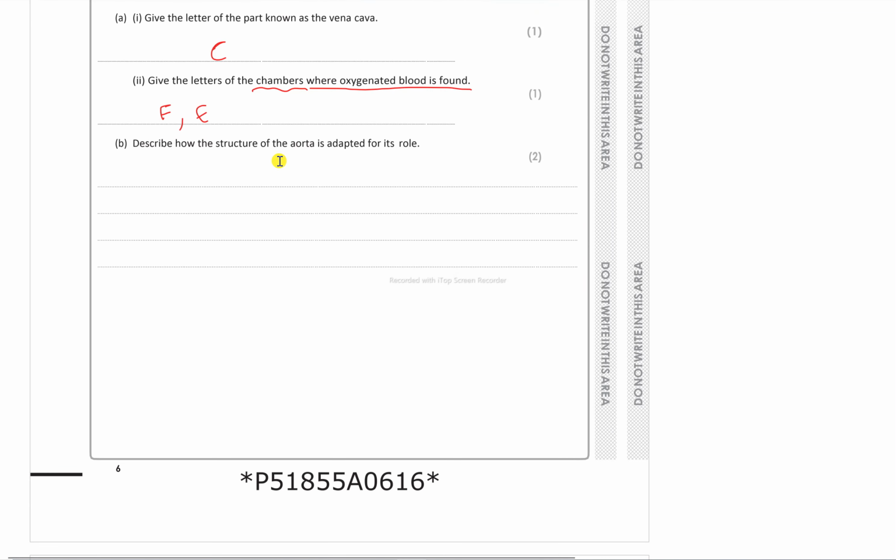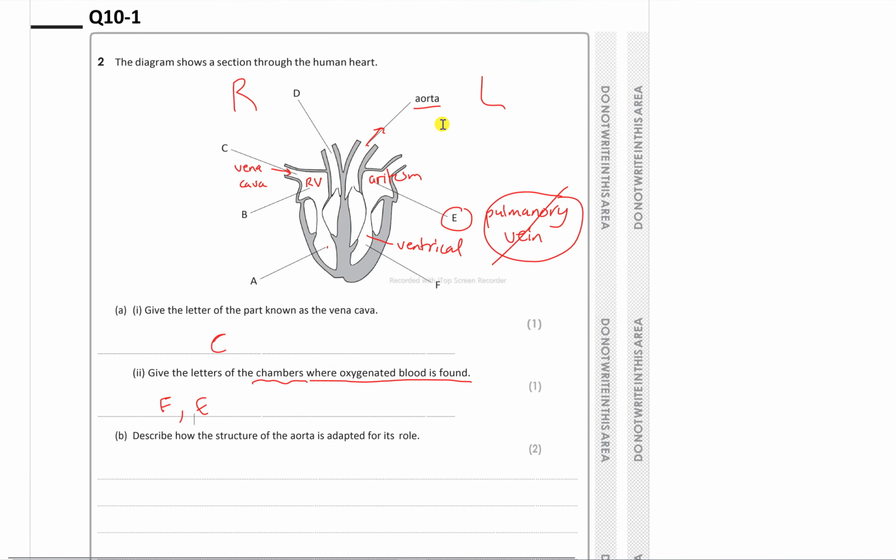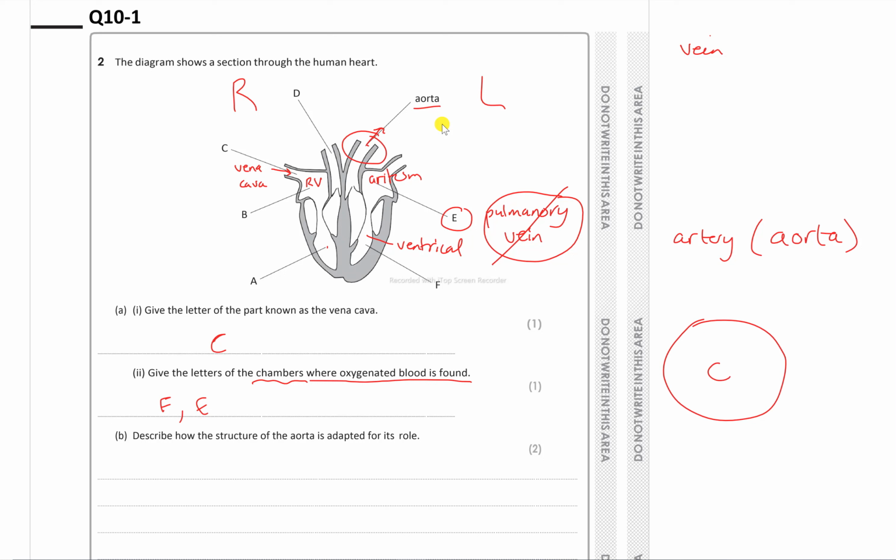Right, describe how the structure of the aorta is adapted for its role. This is the aorta. Remember we said there's a vein and there's an artery. The aorta is the artery. We said the artery has a small, what did we call this hole in the middle? We called it a lumen. It has a small lumen and it has a thick muscular wall.